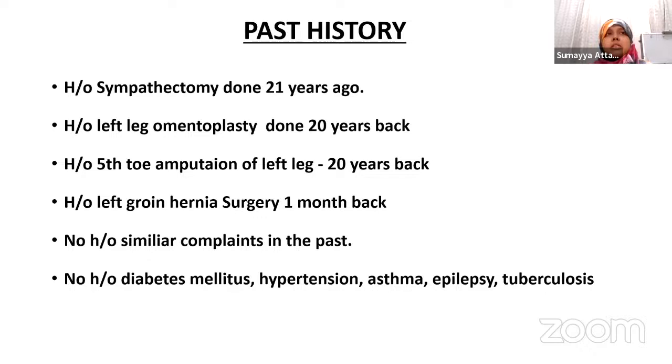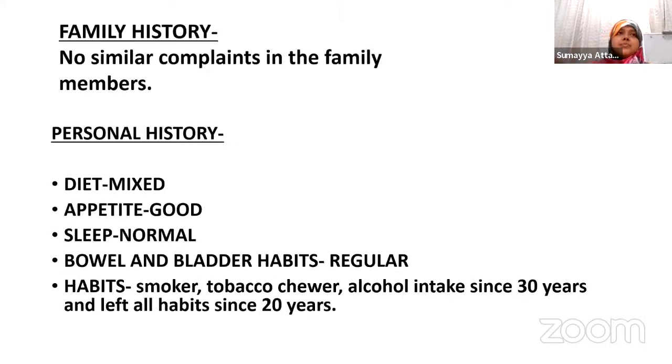Past history: there is history of sympathectomy done 21 years ago, history of left leg omentoplasty done 20 years ago. There is also history of fifth toe amputation of the left leg 20 years ago. There is history of left groin hernia surgery 1 month back. No history of similar complaints in the past. There is also no history of diabetes mellitus, hypertension, asthma, epilepsy, and tuberculosis.